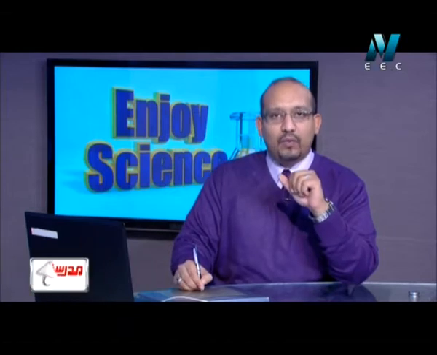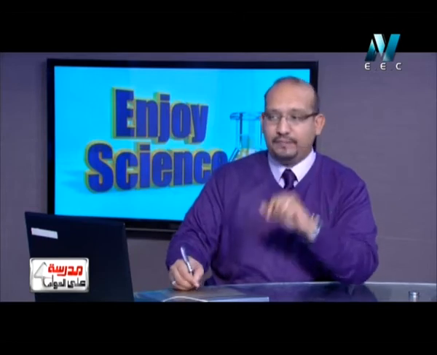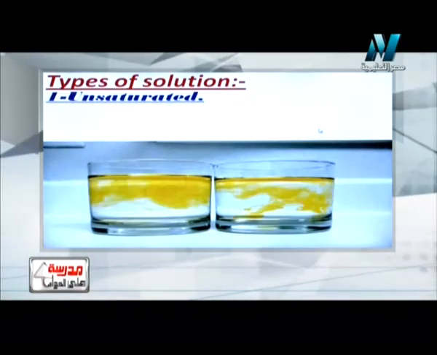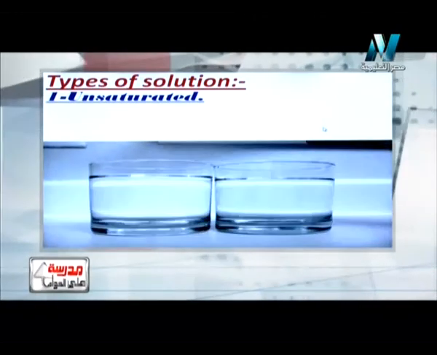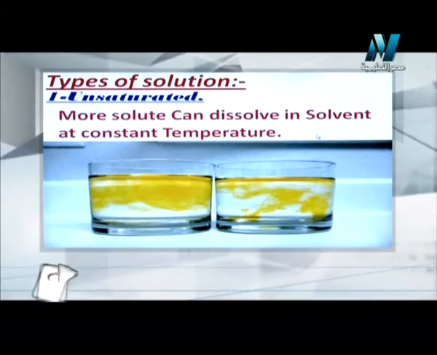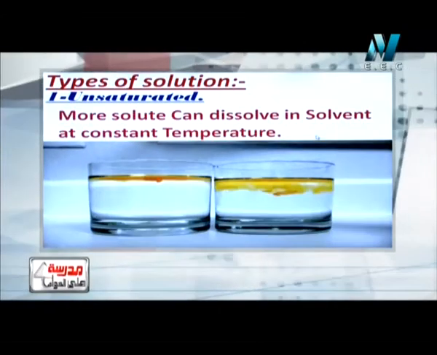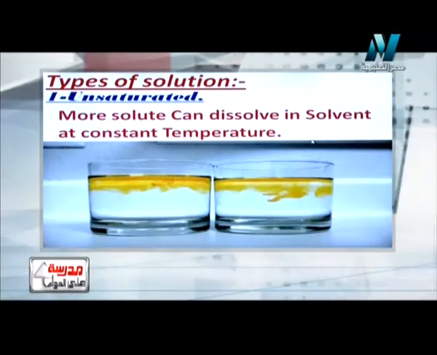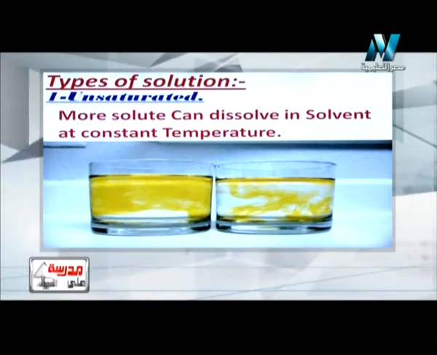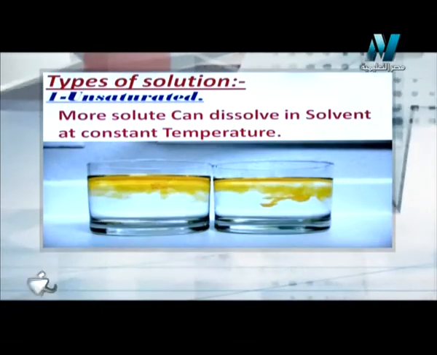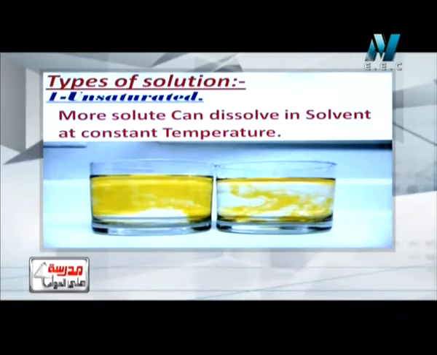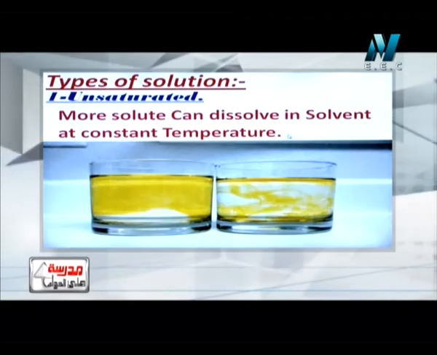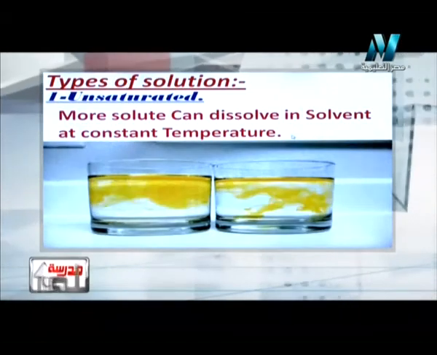So let's start with the types of solution. Number one, as you see here in front of you: unsaturated solution, or as they call it in Arabic, not saturated. It means more solute can dissolve in the solvent at constant temperature without heating. Add more solute in this water, as we add sugar or salt in this cup of water. More solute can dissolve in the solvent at constant temperature, because this condition is very important: at constant temperature, without increasing the temperature, without heating.